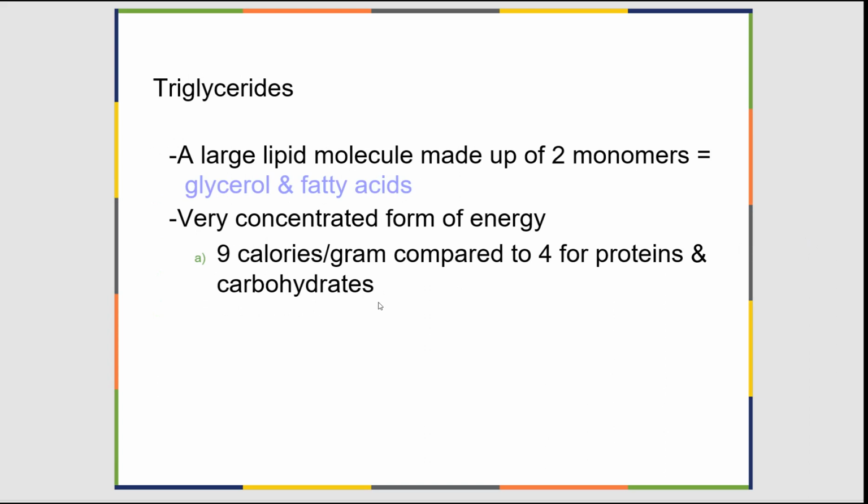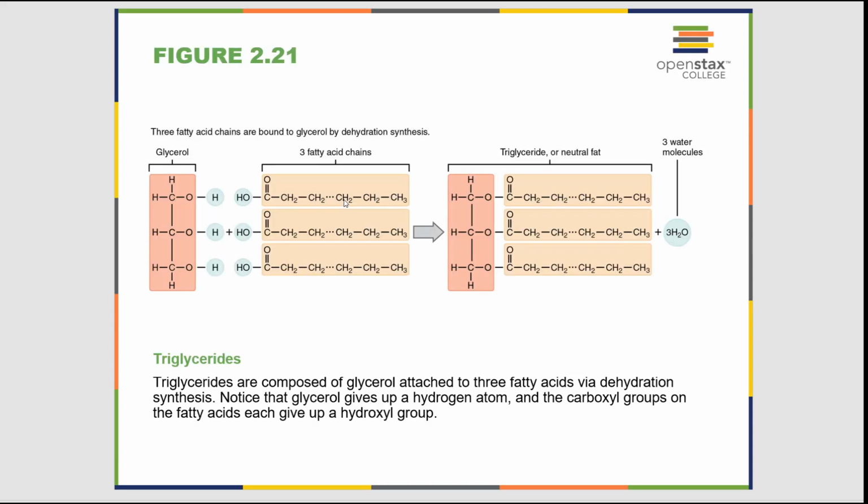Okay, triglycerides. Triglycerides are very large lipid molecules that are made up of 2 monomers, so 2 single fat groups put together. So an example of one is bonding glycerol and fatty acids together. Okay? They are very concentrated. They pack together very tightly, and they have lots and lots of energy stored in there. So those are very good for energy storage.